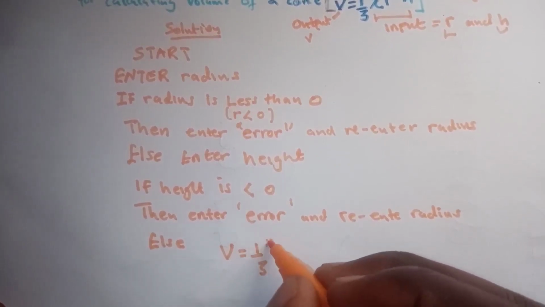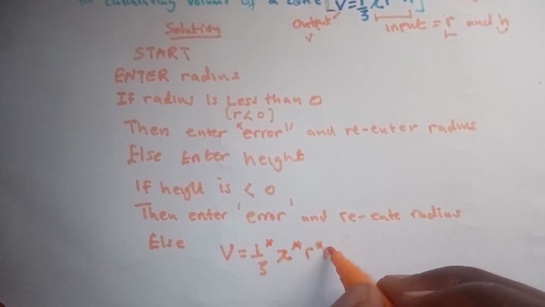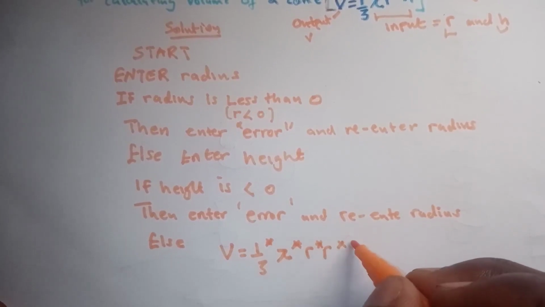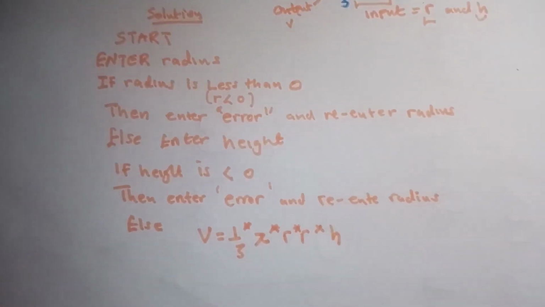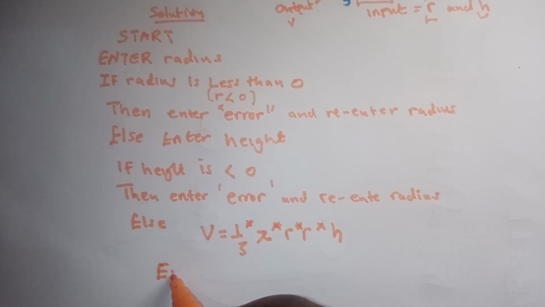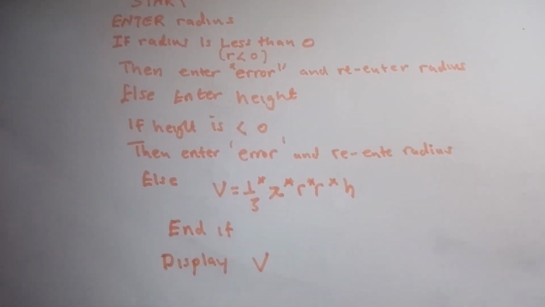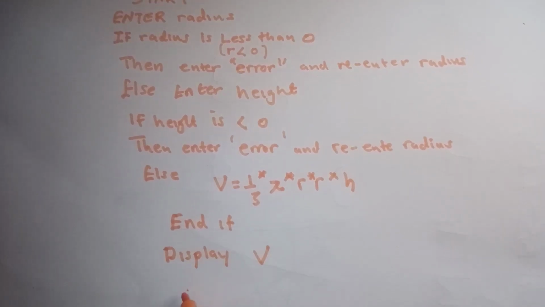1/3 star pi star r star r, that's r squared, star h. That is the volume. The star simply means multiply. Then we're going to say end if. Then we say display V. This was our output. Display V, and then you stop.